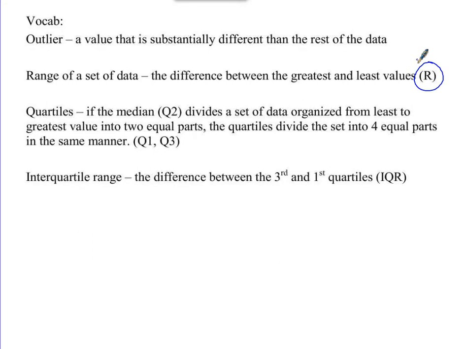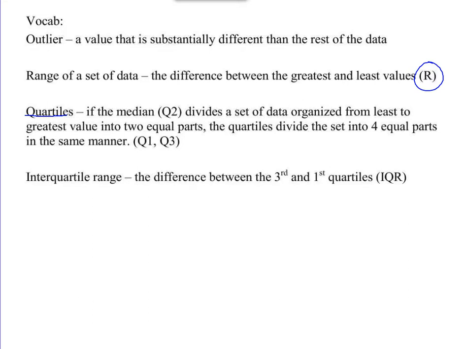Quartiles are something that are probably new to you. For quartiles, the median divides a set of data organized from least to greatest in half, 2 equal parts. The quartiles divide the two halves into equal parts as well. So what happens is you wind up with 4 equal parts.